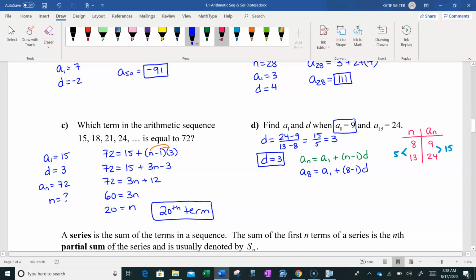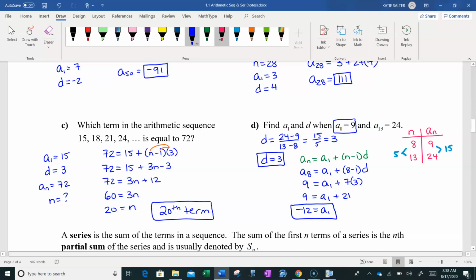So since we know that a sub 8 is 9, right here we're going to substitute 9 for a sub 8. The idea is we want to find a sub 1 plus 7 times d. And d we already found to be 3. So we have 9 is equal to a sub 1 plus 21. We would then subtract 21 from each side, and we get that a sub 1 is negative 12.